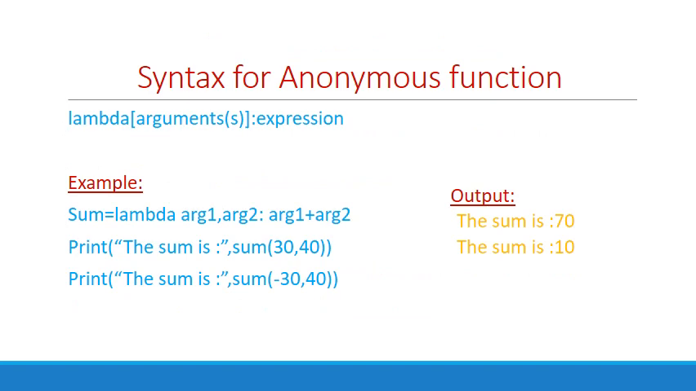And this is the syntax for an anonymous function. First lambda keyword, then arguments, next expression. And in the given example, lambda is the keyword for lambda function and it adds argument 1 with argument 2 and stores the result in the variable sum. And the result is displayed using the following print statements. So we will get the output as the sum is 70 and next the sum is 10.